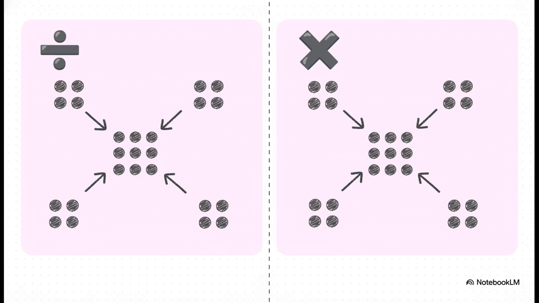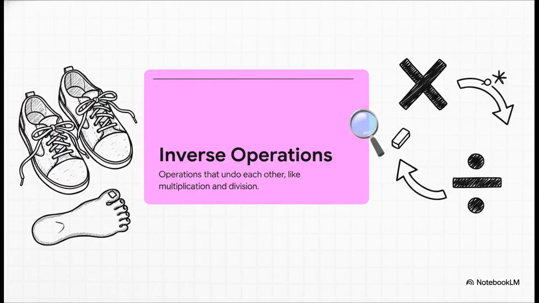Division is all about separating stuff into equal groups. And multiplication, you guessed it, is the total opposite. It's about putting equal groups together. There's actually a fancy name for this relationship. They're called inverse operations. All that means is they're operations that undo each other. It's kind of like putting on your shoes and taking them off. They're opposites, right? Multiplication is designed to undo division, and division is designed to undo multiplication.